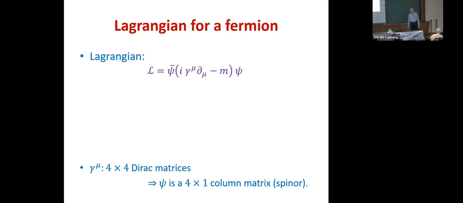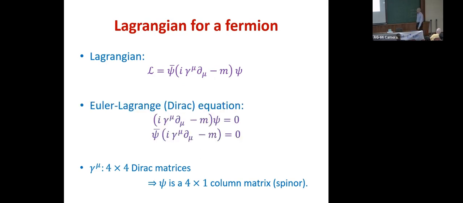In the standard model, we have mostly spin-half fermions. So how do they behave? The Lagrangian, of course, tells us exactly how they will behave. If you have a free fermion, then the Lagrangian will be ψ̄ (iγ^μ ∂_μ − m) ψ. The γ^μ are, of course, the Dirac matrices. I hope all of you are familiar with this, and ψ is the spinor that we saw some time back.